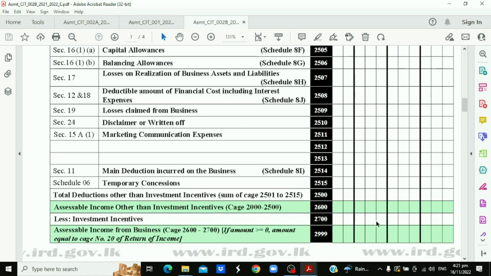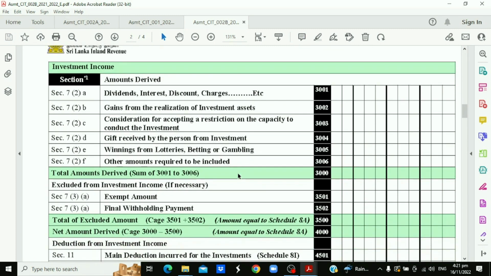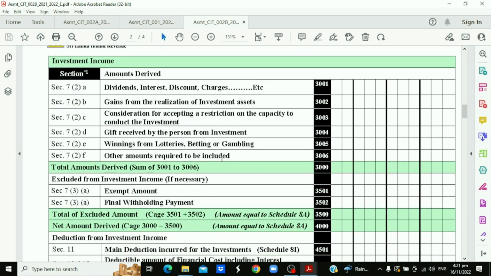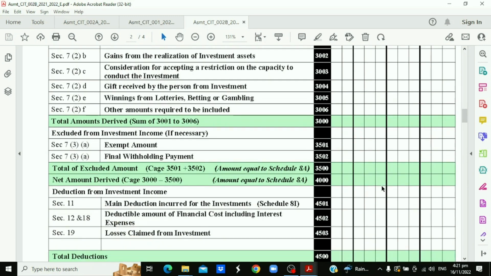Due to the deduction, finally we can identify what would be the final result, right? With that we can complete the assessable income from the business. Then we can move to the next item, the investment side, right? Investment income calculations are similar to the business application. We identify the income separately, remove the excluded income as exempt and final withholding payment. Thereafter we can identify the net amount derived.